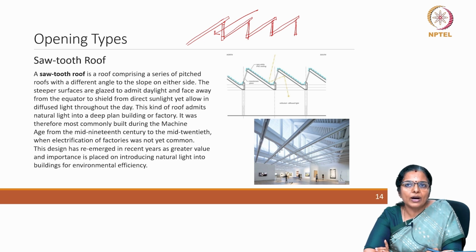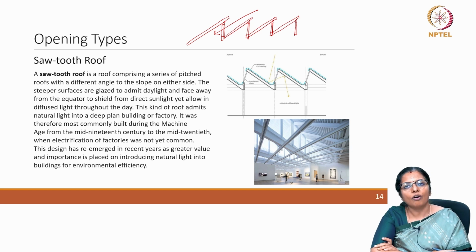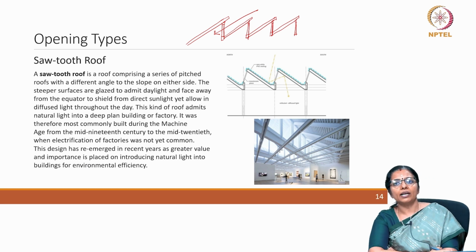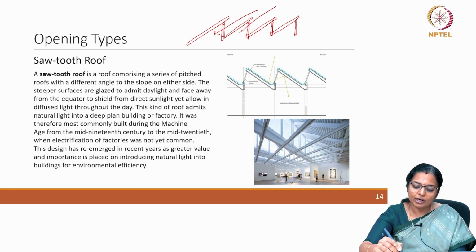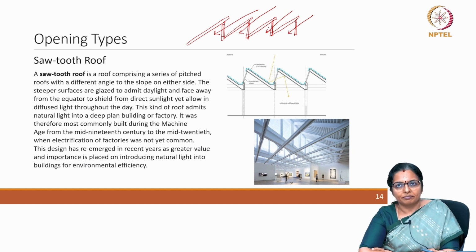This kind of roof admits natural light into a deep plan building or factory. It was therefore most commonly built during the machine age, from the mid 19th century to the mid 20th century, when electrification of factories was not very common. This aided in giving adequate lighting and in some cases even ventilation, though its primary motive was lighting in factories.